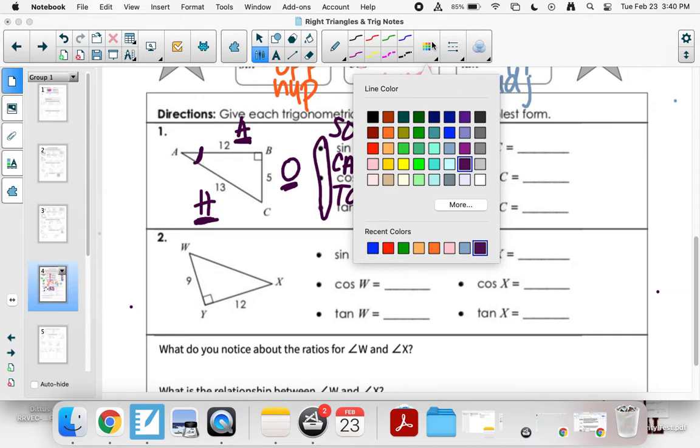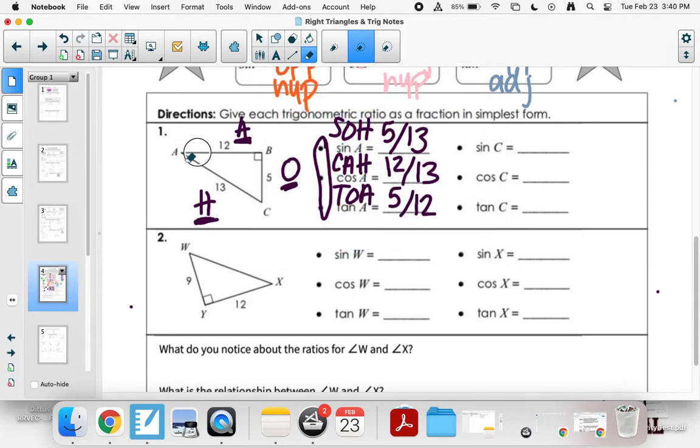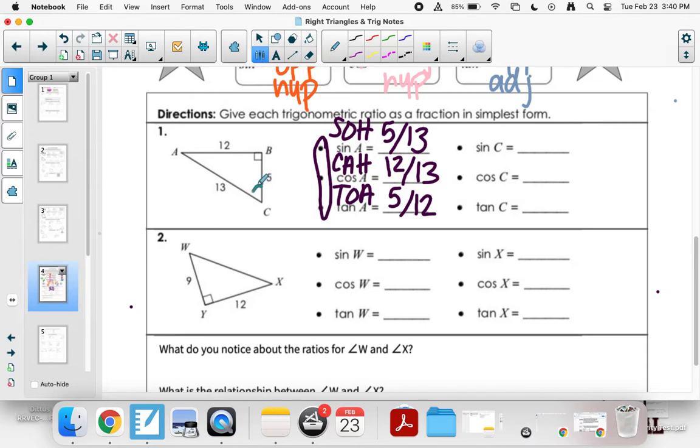Let's do this guy. Okay, first I need the eraser though. Now we're gonna look from C's point of view. C is going to have a different opposite and different adjacent, but it's still going to have the same hypotenuse. Our hypotenuse never changes, doesn't matter what angle you're looking from. Opposite is the only side that doesn't touch C; notice these two sides touch C. The only side that doesn't is our opposite, 12, and the side that does touch it is our adjacent, 5.